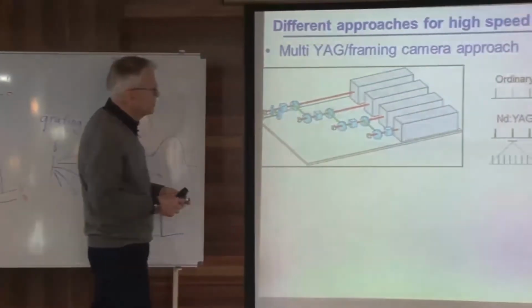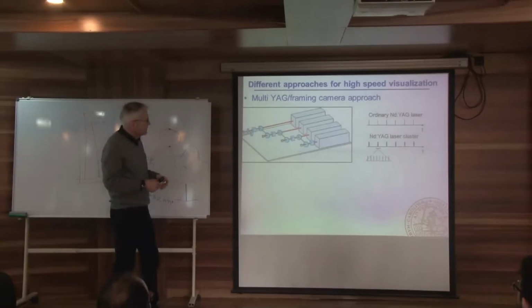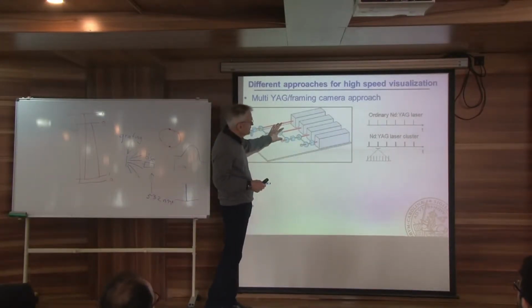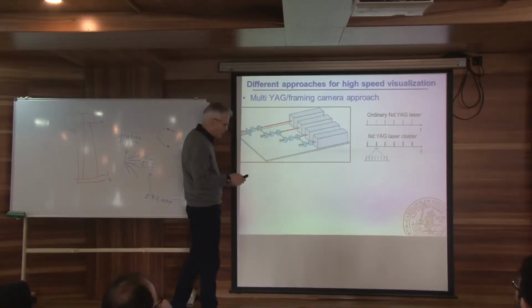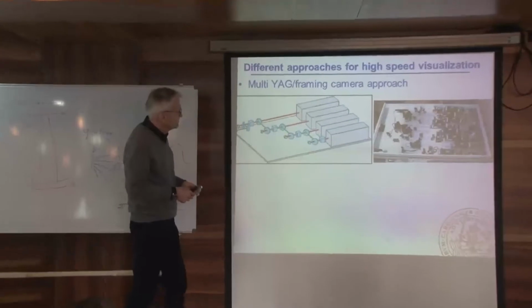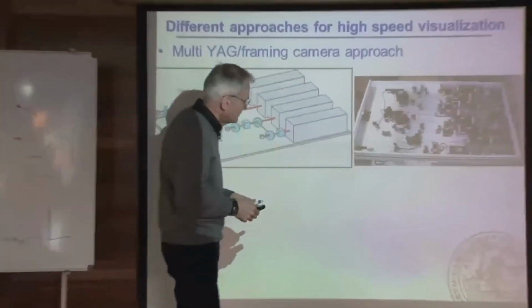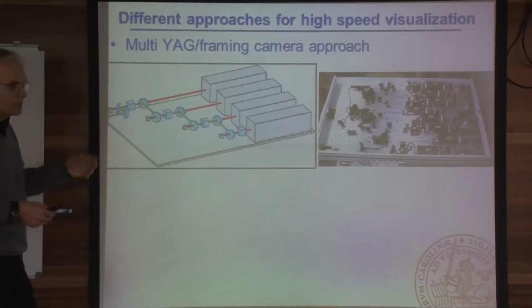Then sometimes you want to make high-speed measurements, I showed this picture also, and this is the multi-YAG system we have constructed in Lund, which can produce 8 pulses at the same time. It looks pretty complicated, a lot of optics in it. That is when we want to make high-speed measurements.